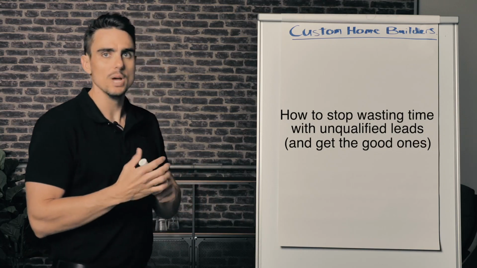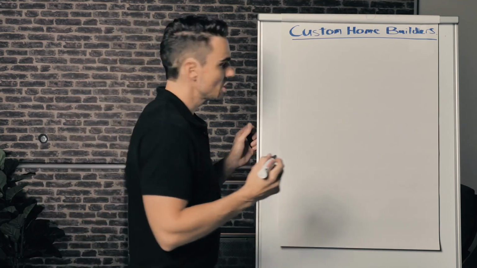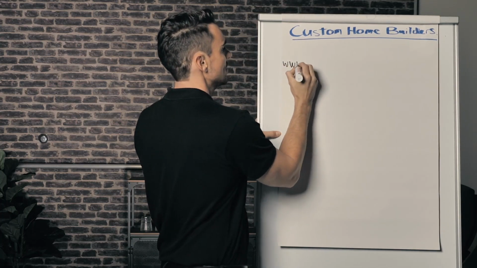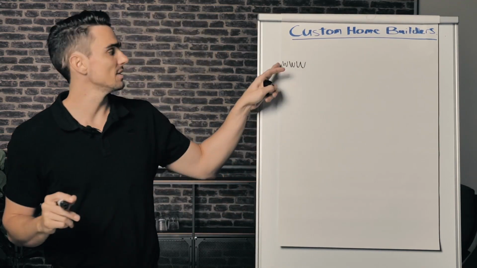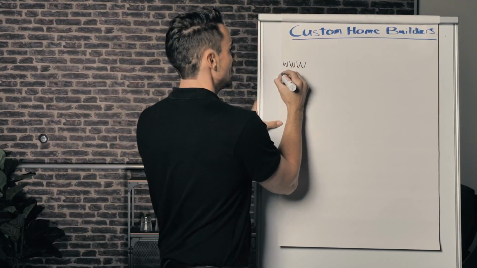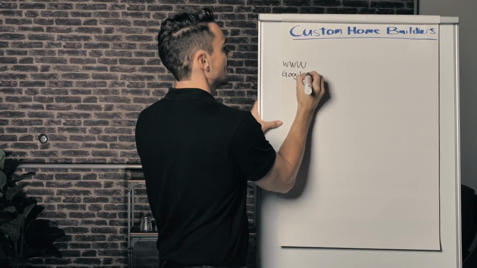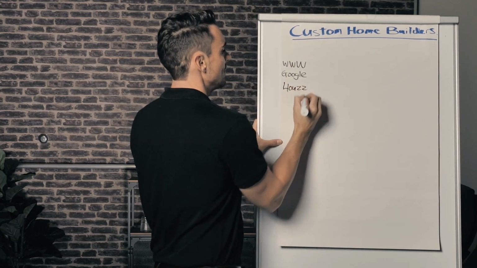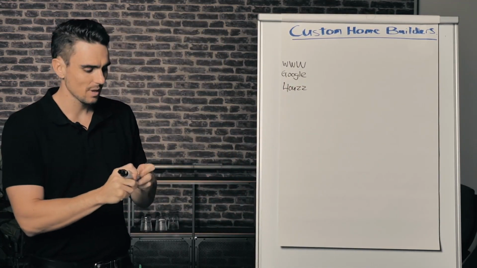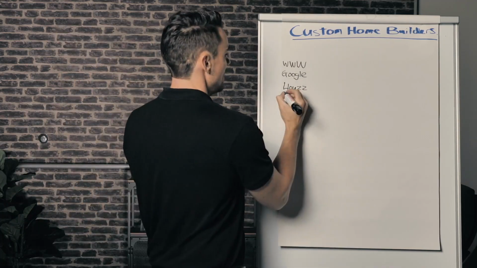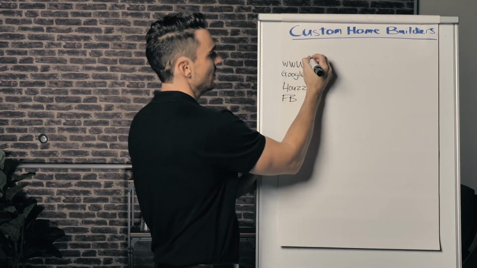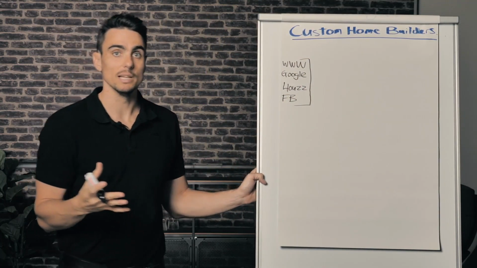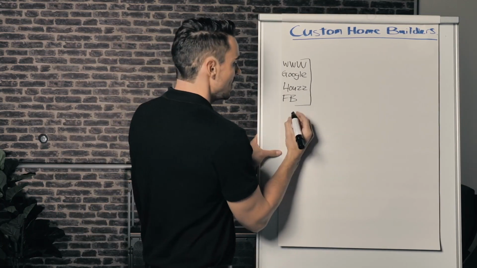So first of all, I just want to draw out a little bit of an analogy here. You might be getting leads from your website, or from Google if you're ranked quite well. You might also get some leads from websites like Houzz and so on, and another one might be Facebook. These are all the online methods that a lot of our builder clients get leads and inquiries from.